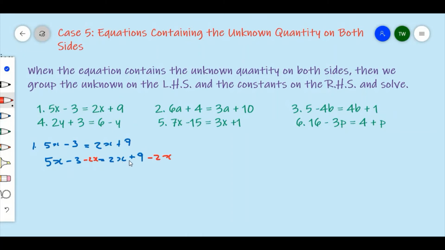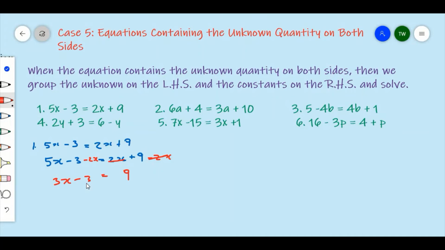Now 2x minus 2x, that's going to give us 0. So in other words, these two terms are going to cancel out. So what we're left back with on this side is actually 9, right? Now here, 5x minus 2x can be combined. So 5x minus 2x, that's going to give us 3x. So what we're left back with here is 3x minus 3 equal 9.